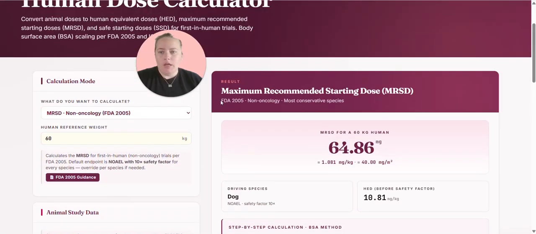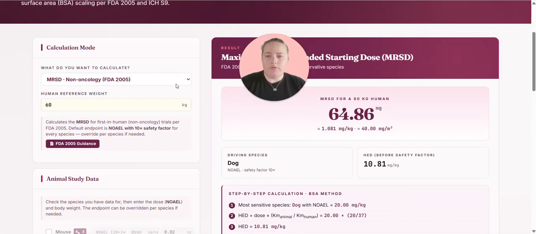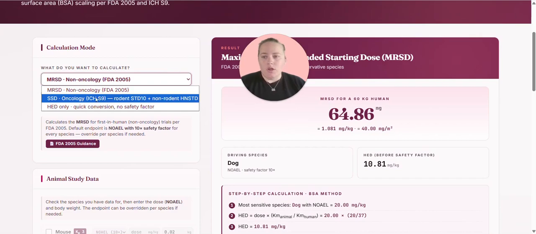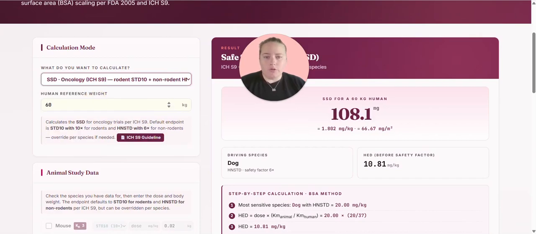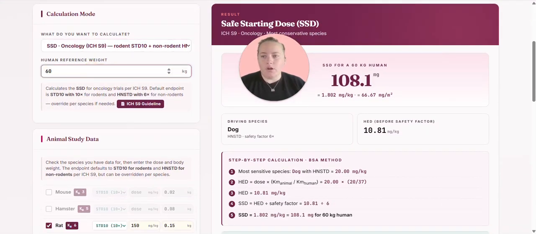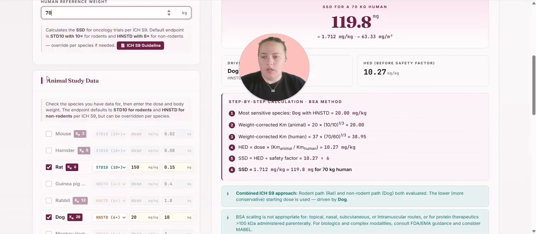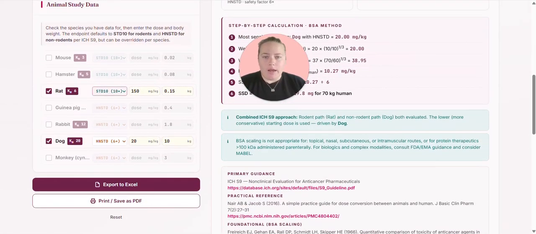So let's go back up, and real quick I'm just going to show you what it looks like if you were going to do an oncology compound. So let's do a safe starting dose, an SSD. Let's go to 70 kgs for the human, and we're going to say we did the rat and dog, we'll stick with that. It automatically clicks it down for you, so the rat is a STD-10, and the dog is a HNSTD. We're going to stay at 150, we're going to stay at 20, so everything's the same, just the difference is that we're doing an SSD.